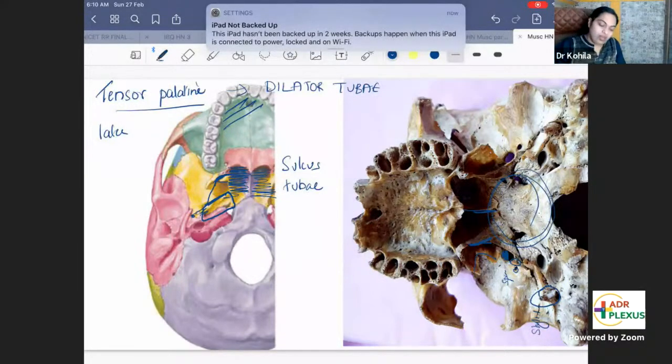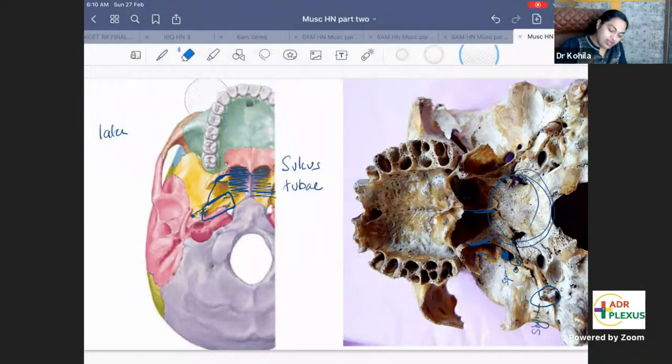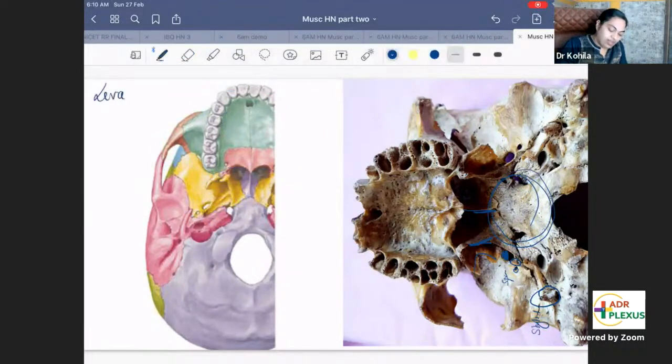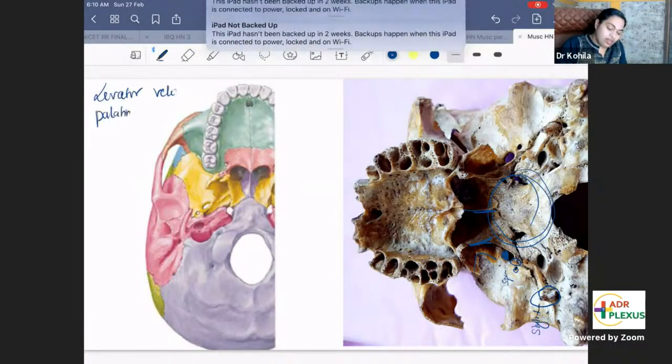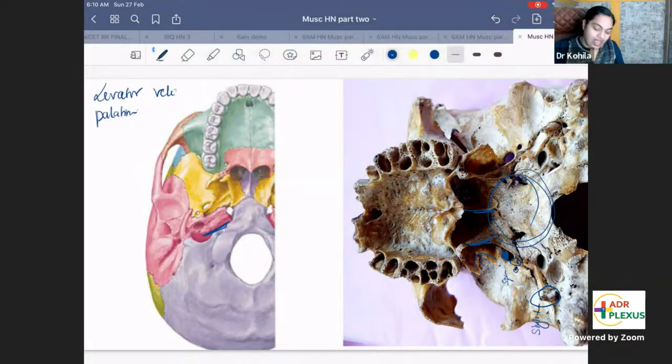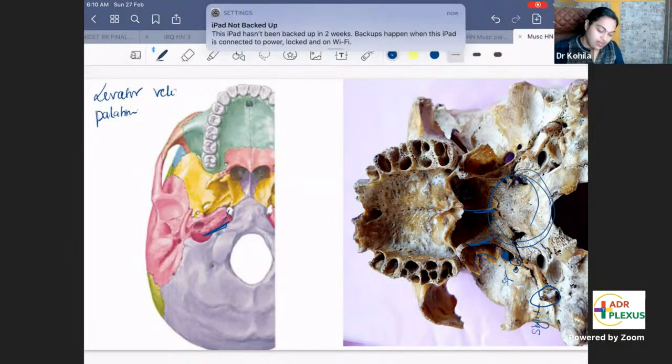Okay. Now coming to the second muscle that I want you to understand, the levator veli palatini. So the levator veli palatini, easy. It's going to originate from the medial aspect of the cartilaginous part of auditory tube. Okay. And then what happens? It goes and inserts into the soft palate.